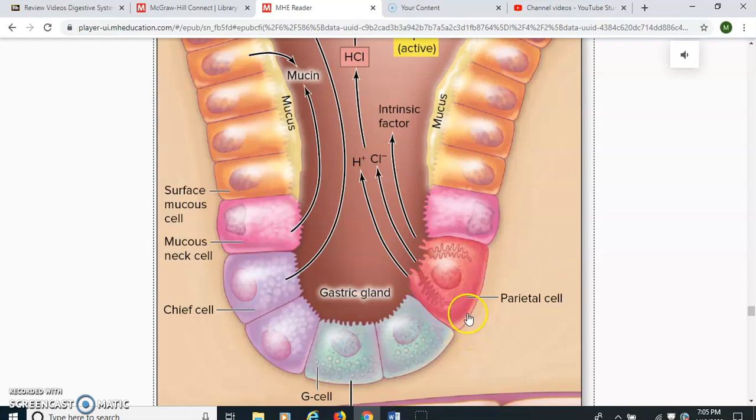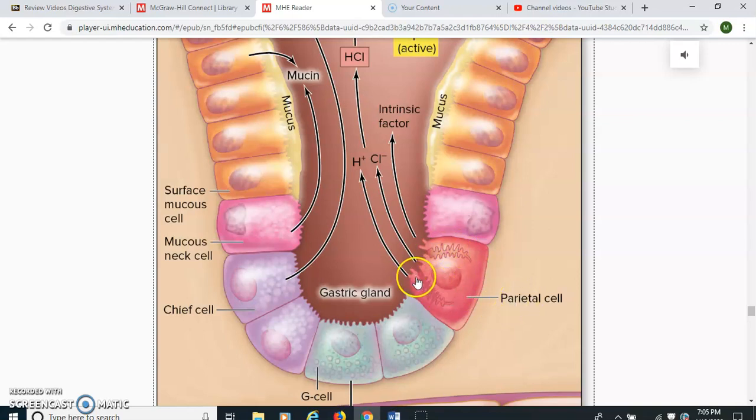The next function is that the parietal cells are responsible for producing the hydrochloric acid that is needed in the lumen of the stomach. Now, the parietal cell does not want to produce hydrochloric acid inside. Because if hydrochloric acid is inside this parietal cell, it'll start destroying, breaking down, and denaturing all the substances and molecules inside the cell.